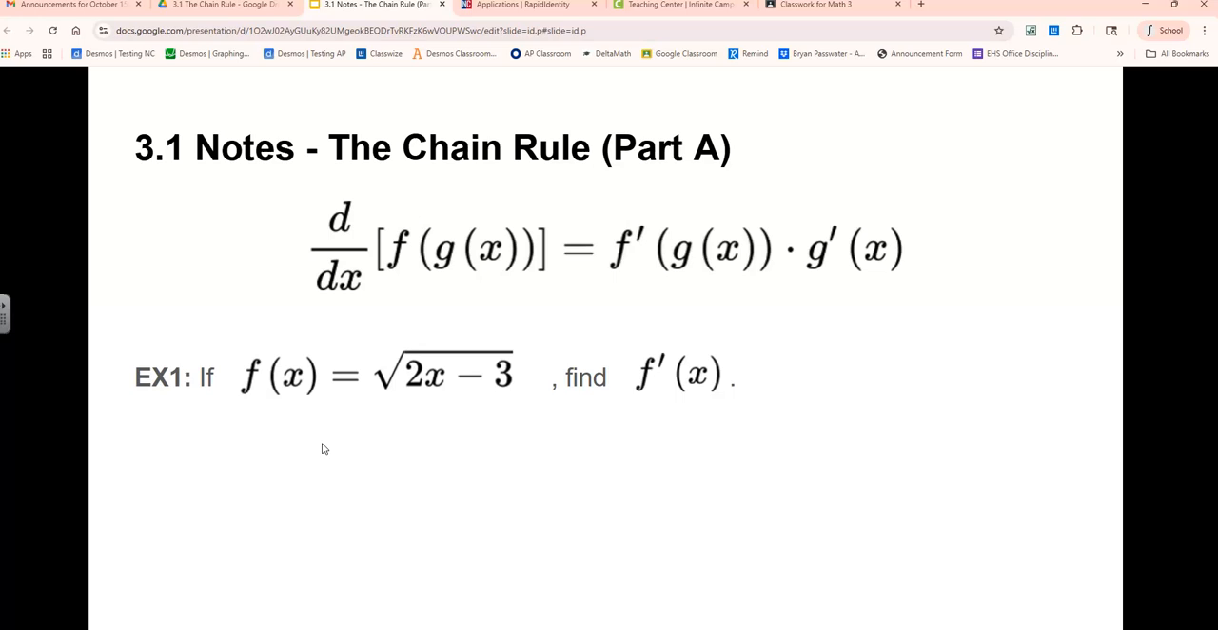So whenever we are doing this, I like to make my present boxes, right? So f right here is your outside function. It's your outside box. And then the g of x is what's on the inside of that.